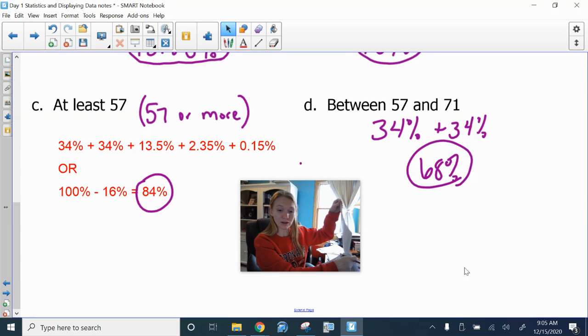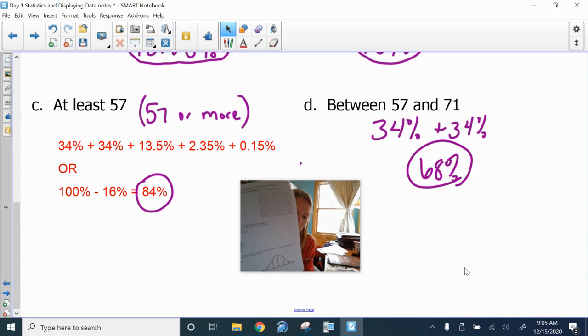So number 9 on the homework is basically doing exactly the same thing. You've got a bell curve. So you're going to keep that 34, 34, 13.5, 13.5. You're going to keep all of those statistics on there. You're just changing the numbers from your mean and your standard deviation. That's the only thing that changes on there.